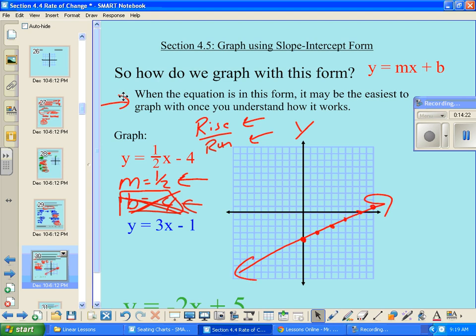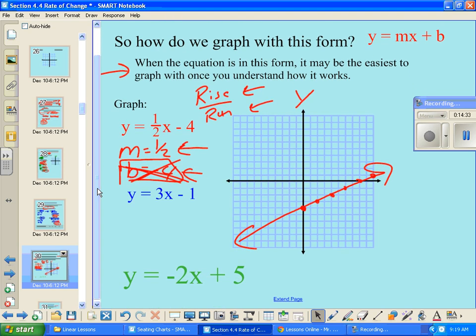I didn't have to plug any numbers in. I didn't have to solve it or anything. If it's already in slope-intercept form, I just pick off those two key numbers and use those to make a graph. Let's look at the next one here.